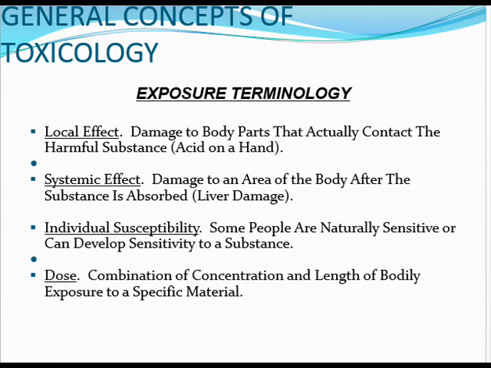General concepts of toxicology. Exposure terminology. Local effect is damage to body parts that actually contact the harmful substance. Systemic effect is damage to an area of the body after the substance is absorbed. Individual susceptibility: some people are naturally sensitive and can develop sensitivity to a substance. Dose is the combination of concentration and length of exposure to a specific material. These terms are often used in the MSDS. Some chemicals can cause problems immediately. Others may not hurt you unless you've been exposed for a long time.